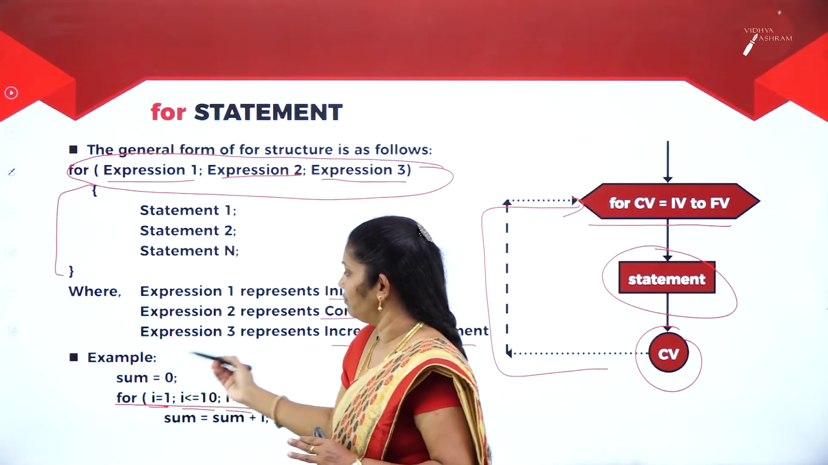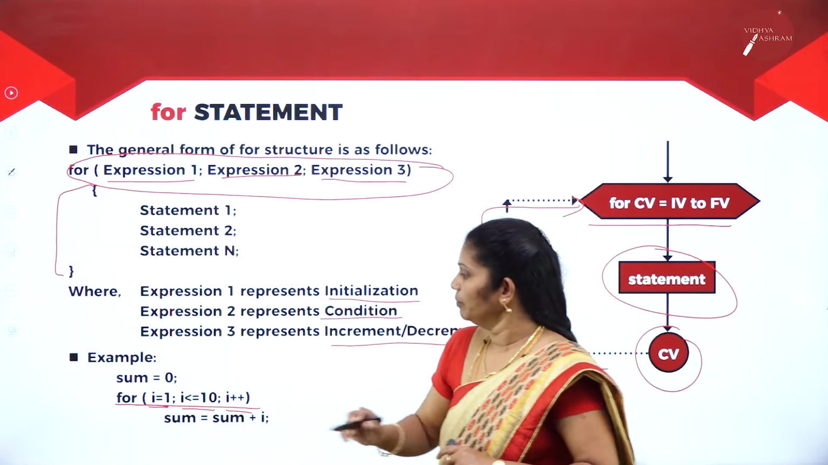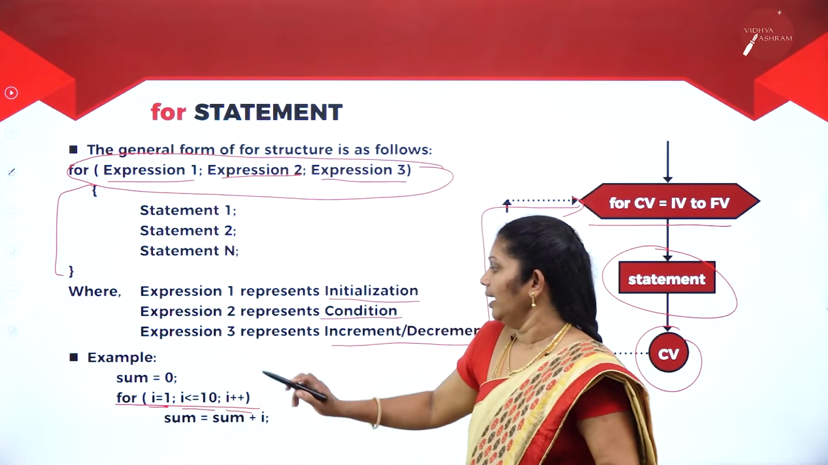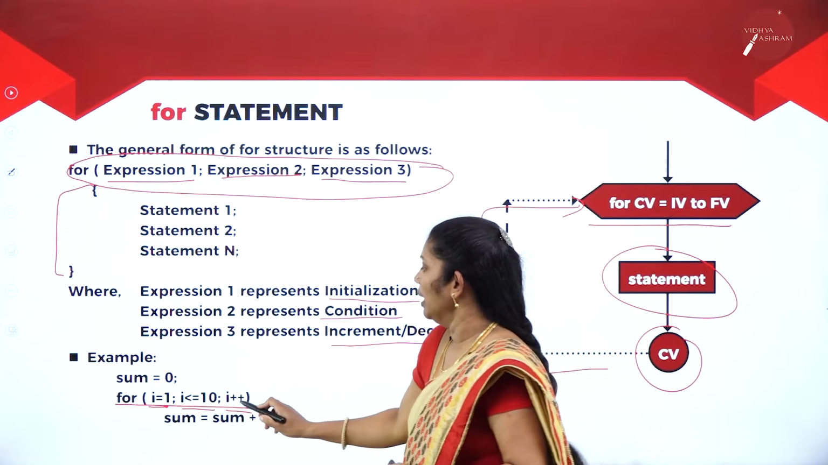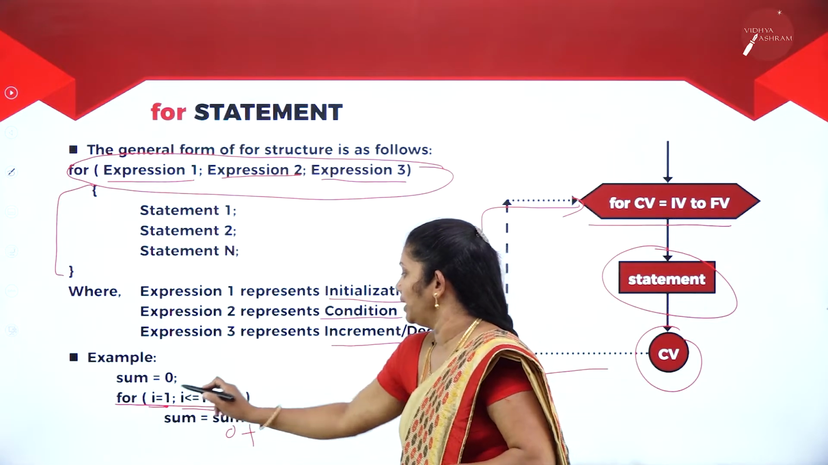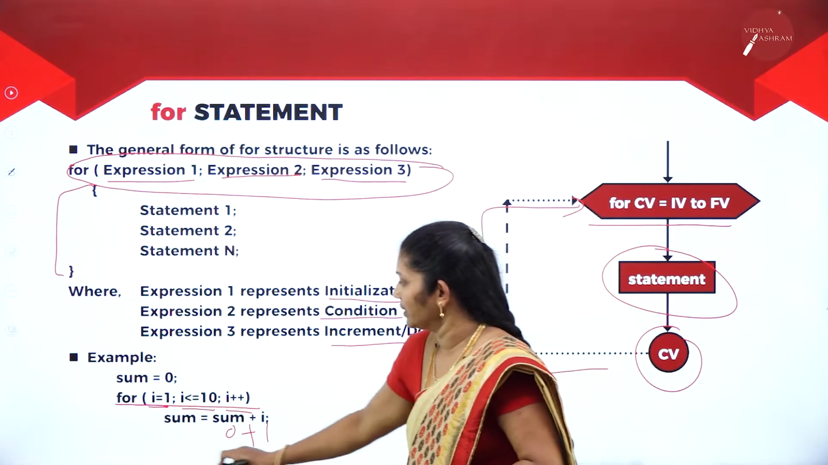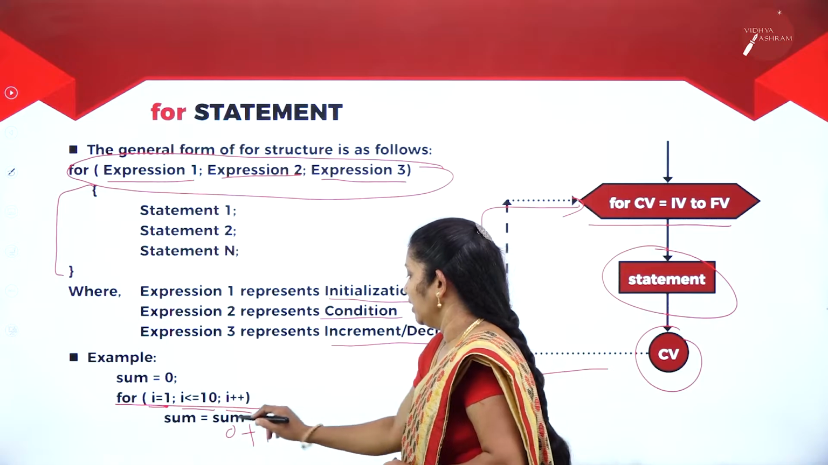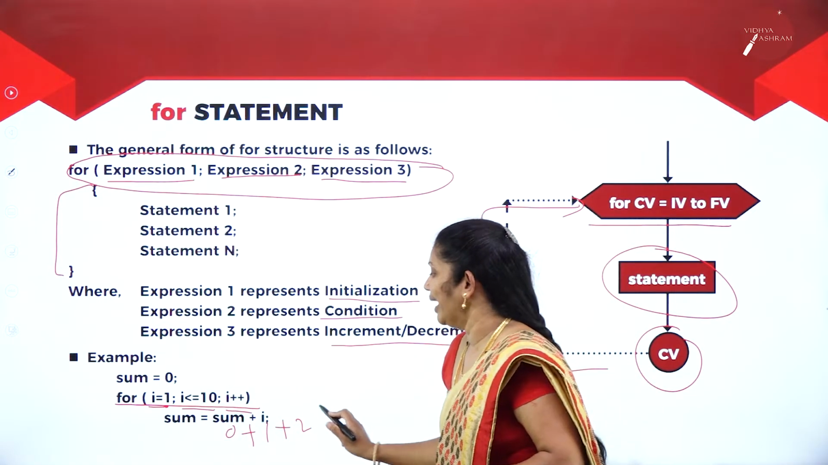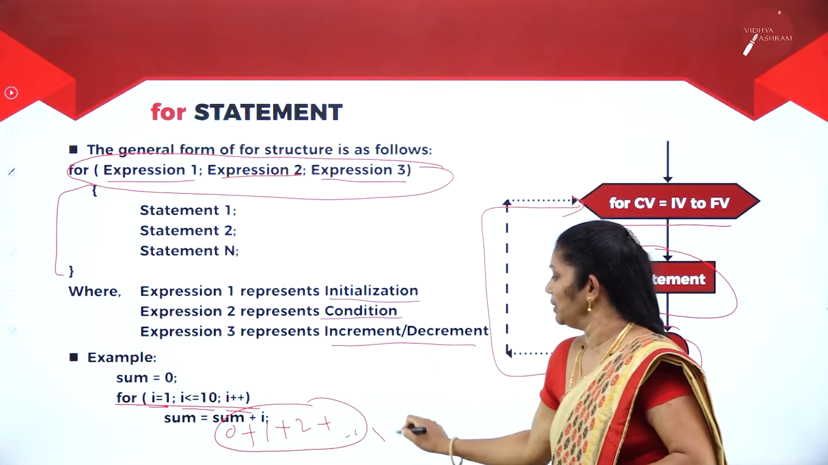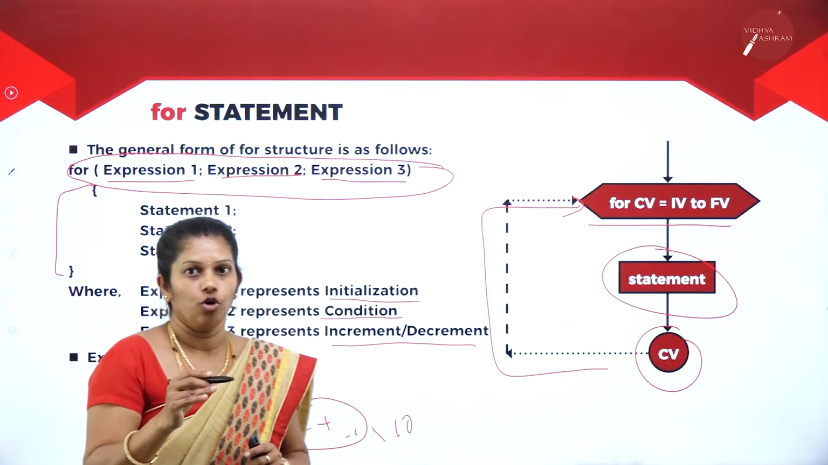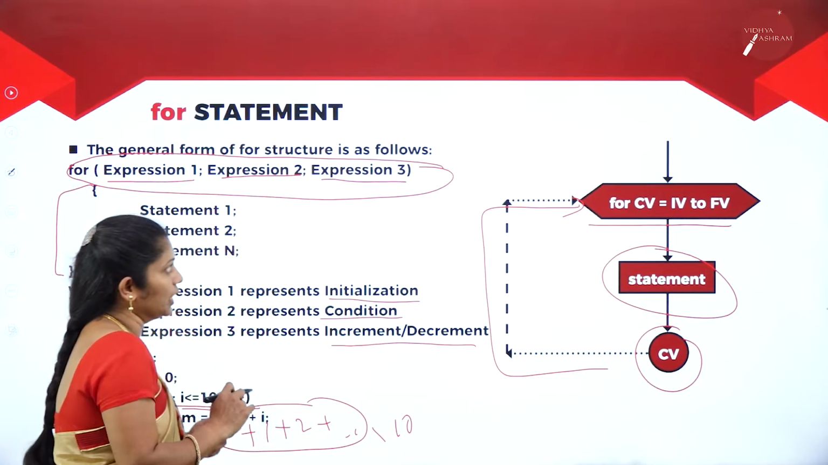In this example, sum equals 0 is the initialization. Here, for I, we initialized 1, I is less than or equal to 10, and I plus plus. Then the sum will take, the first time 0 plus I, which is 1. Then once again it will go to the loop, then plus 2, because here it is incrementing. Up to 10, it will add to the sum value. It means that the process will continue up to 10. It means that the for loop is called fixed execution.